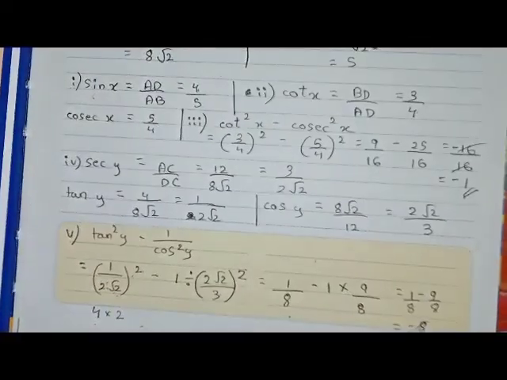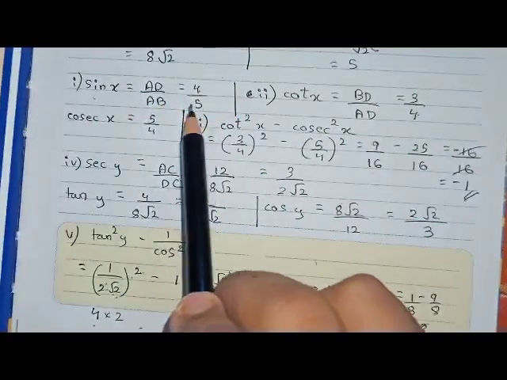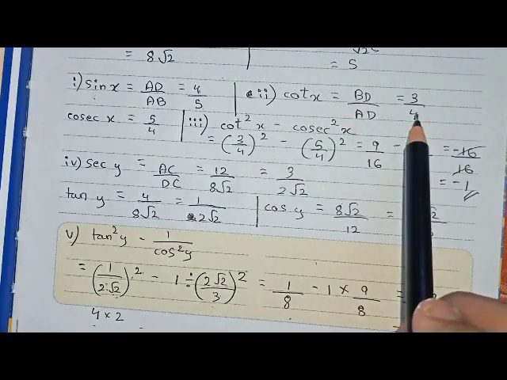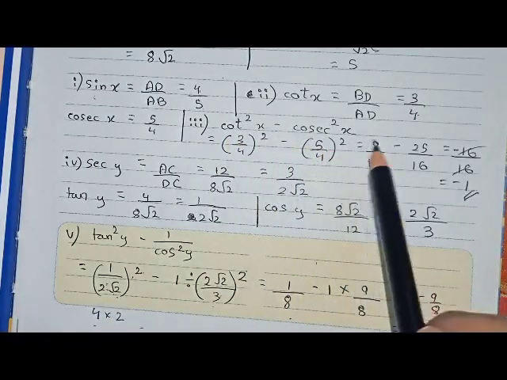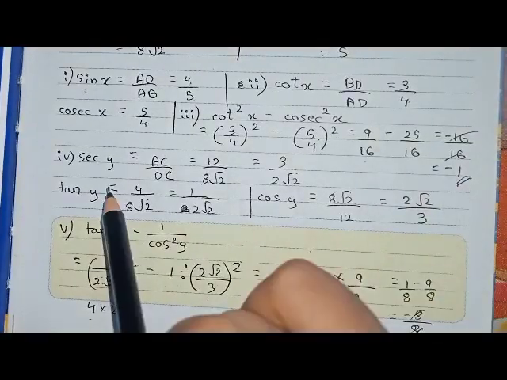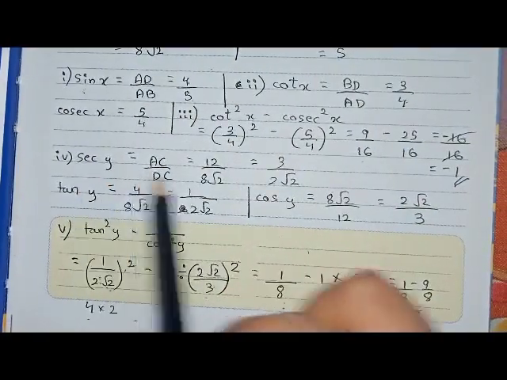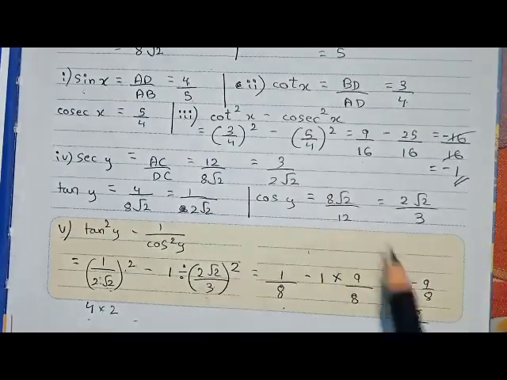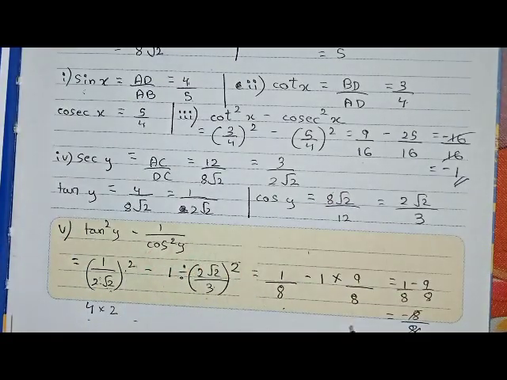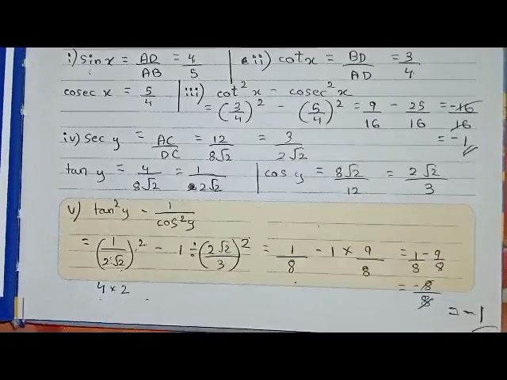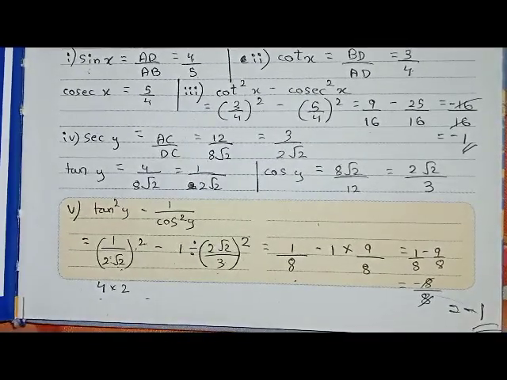So the answers for this question are sin y 4 by 5, cot x 3 by 4, cot squared x minus cosec squared y minus 1, sec y 3 by 2 root 2, tan squared y minus 1 by cos squared y minus 1. So let's move on to our next question.